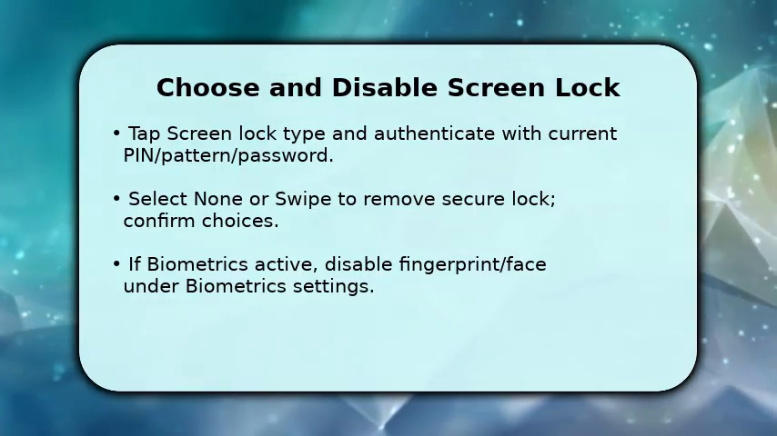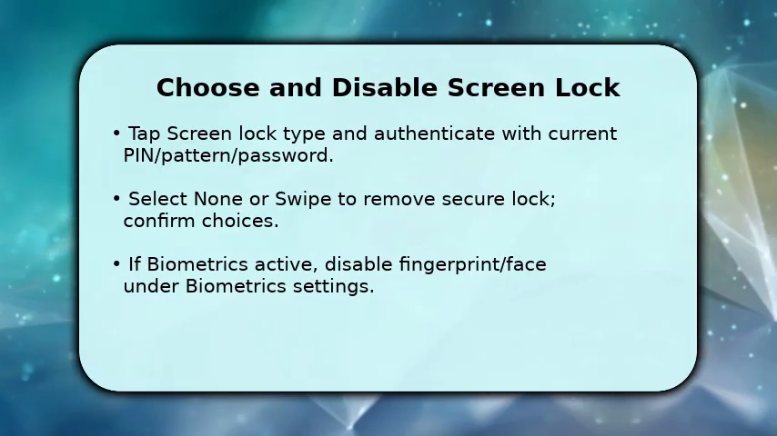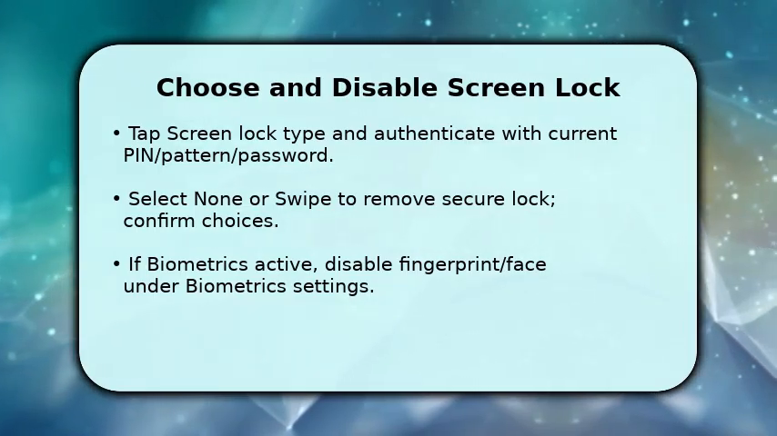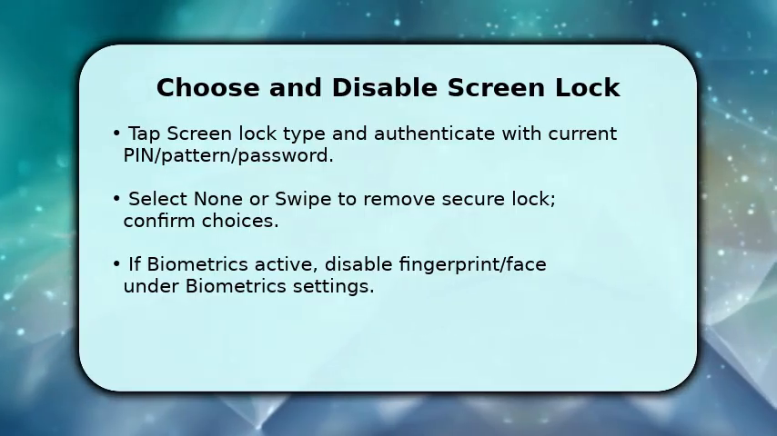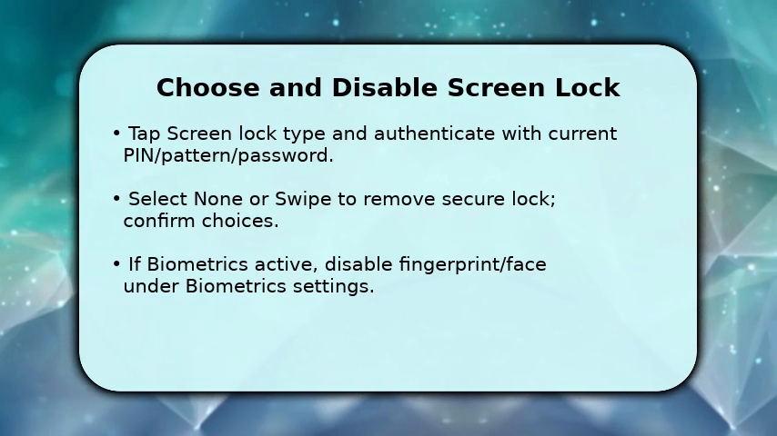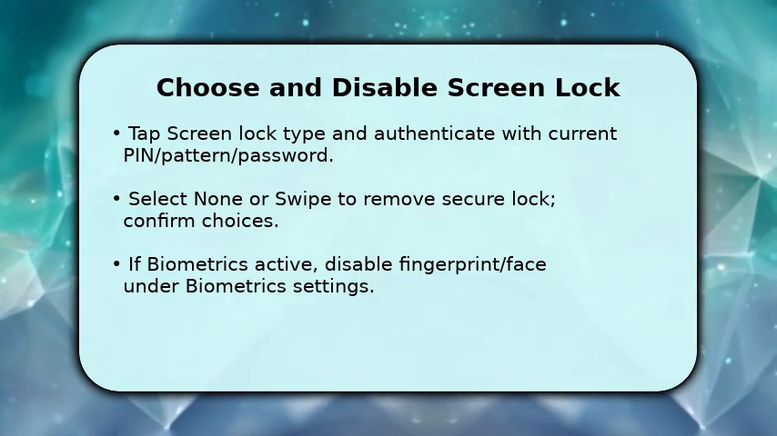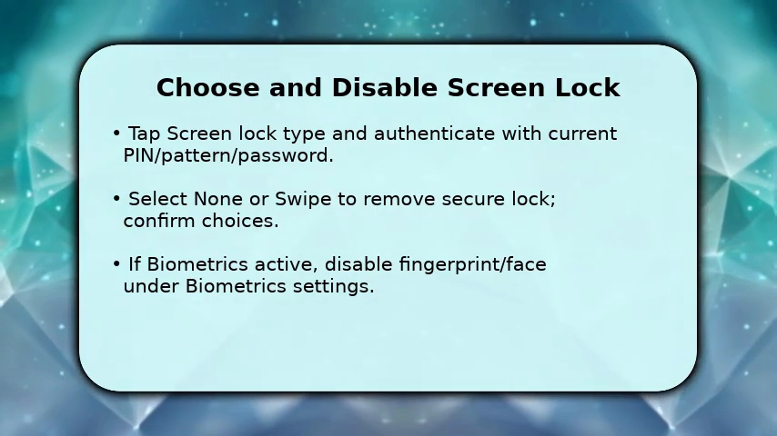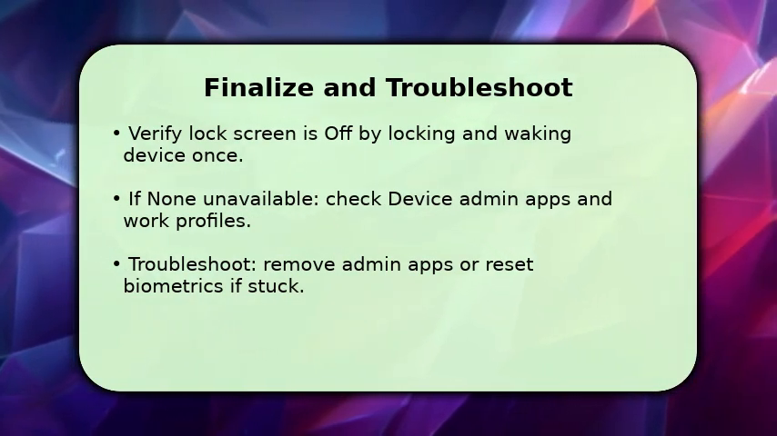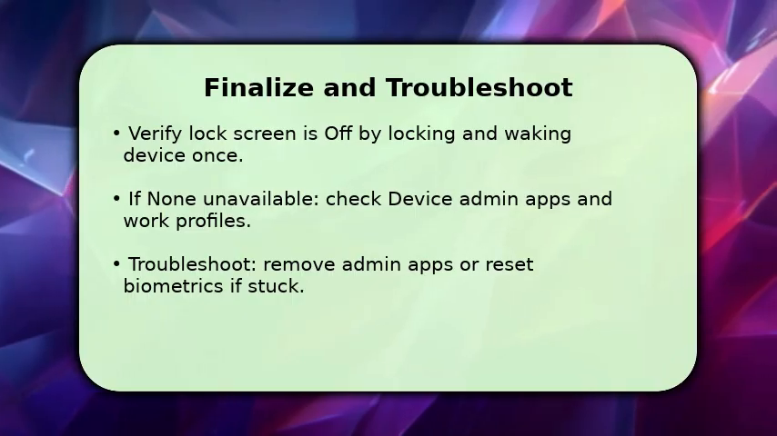If your phone won't allow None because biometrics or a work profile is active, go back and disable fingerprints or face unlock under Biometrics and Security, then repeat the screen lock change. Make sure to read any warning about removing protection so you understand the risk. Finish by locking and waking the device to verify the lock screen is disabled. You should go straight to the home screen or swipe.